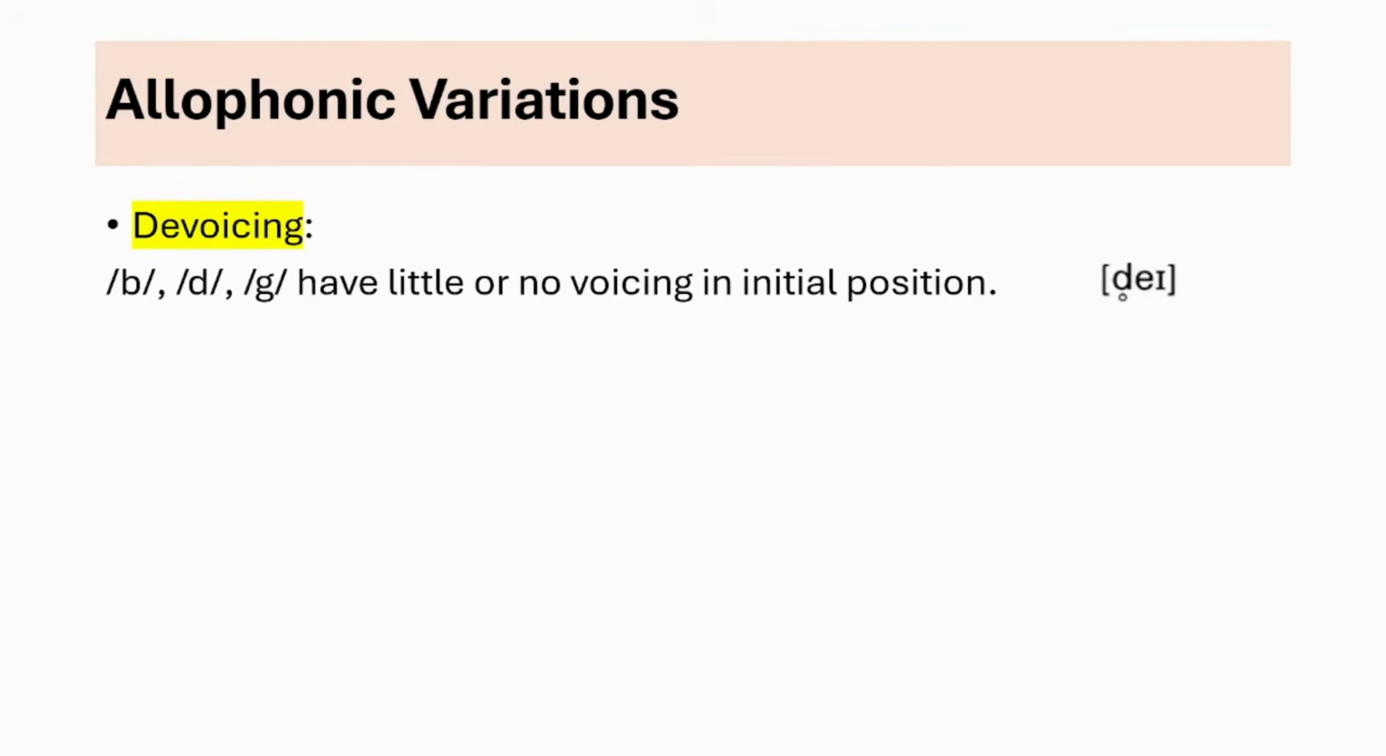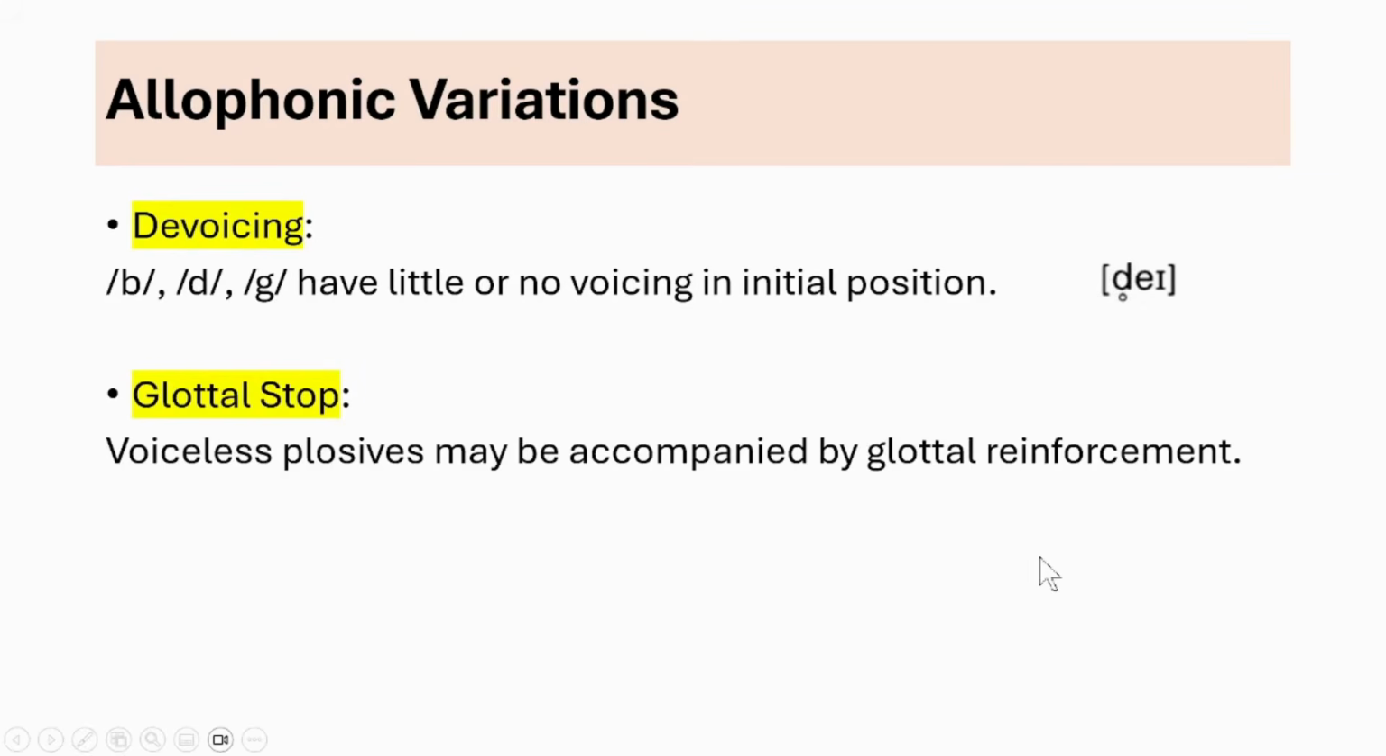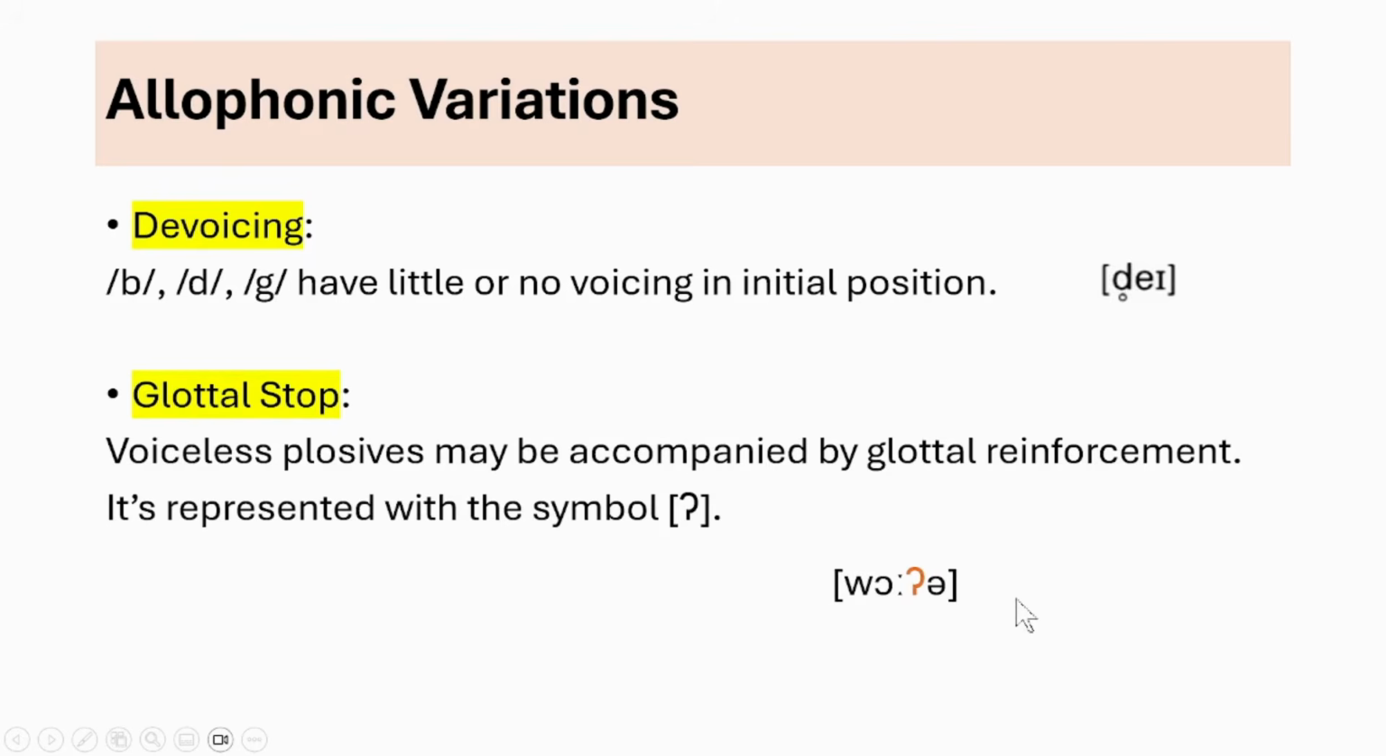There is another allophonic variation, which is called the glottal stop or glottalization. In this process, voiceless plosives may be accompanied by a glottal reinforcement. It means that it is produced with an additional closure of the vocal cords, and this is common in some regional English accents. This phenomenon is represented with this symbol you can see here. So here's an example, and the pronunciation is water instead of water. This may happen at the end of a word, as in the word put instead of put. Some native speakers would say put. And then it can be not glottal reinforcement but a glottal replacement of the alveolar plosive t. Another example is button.